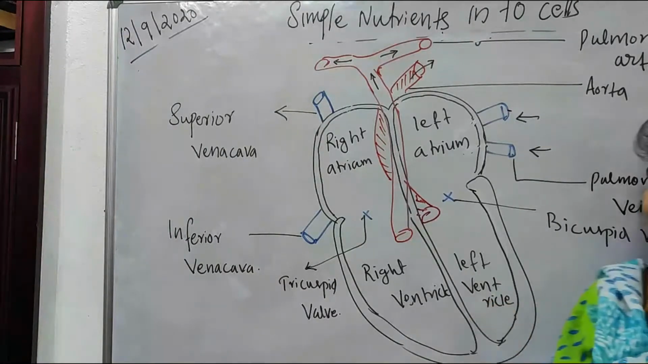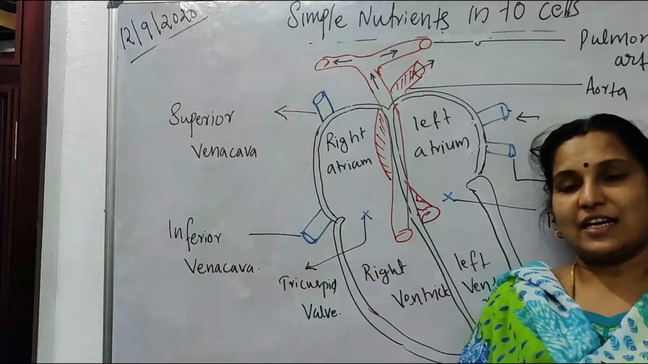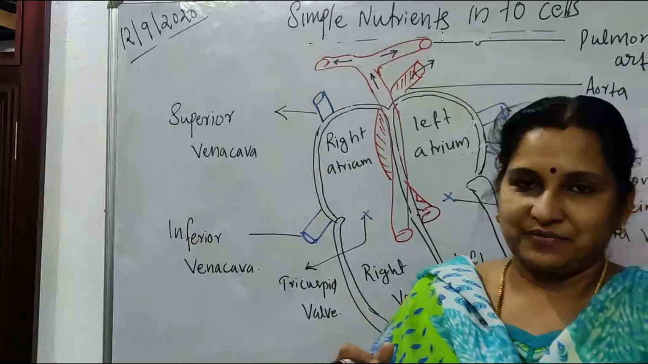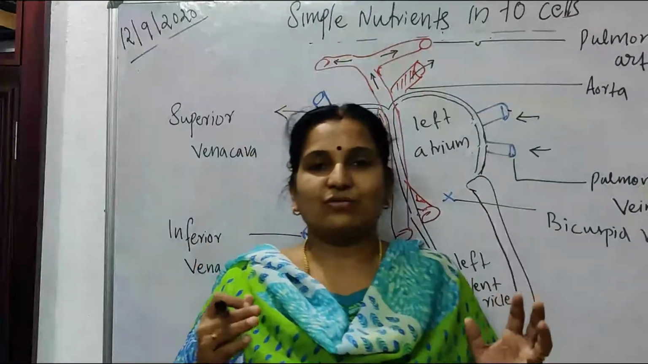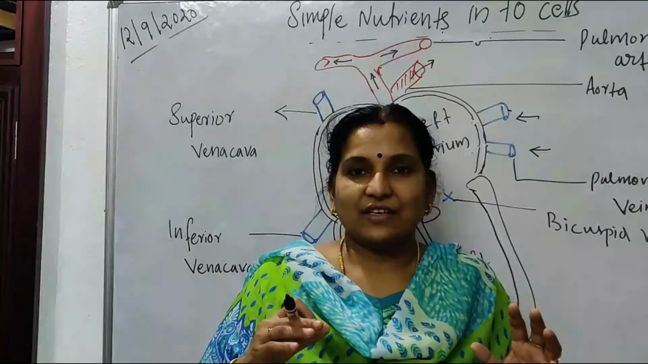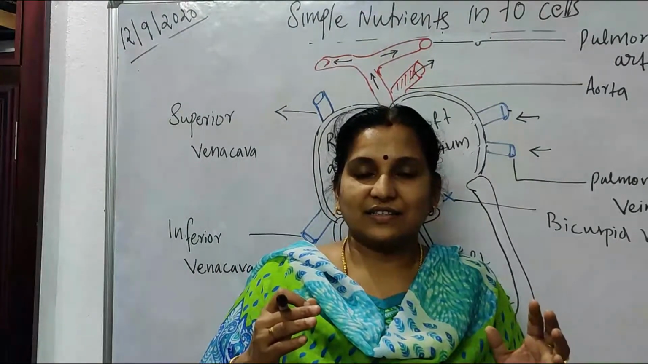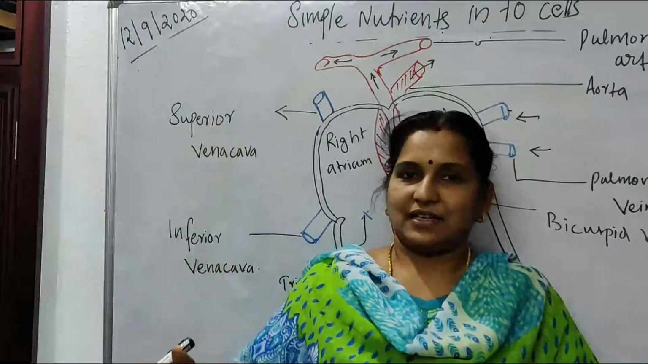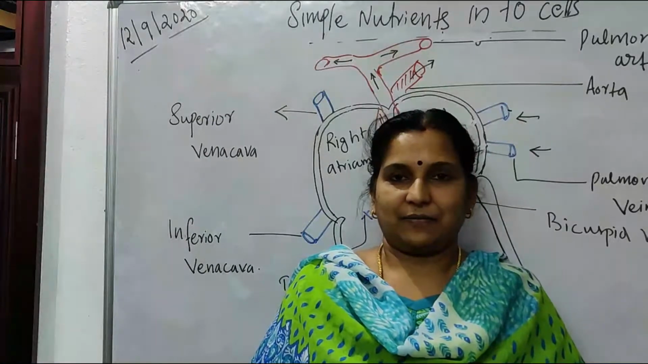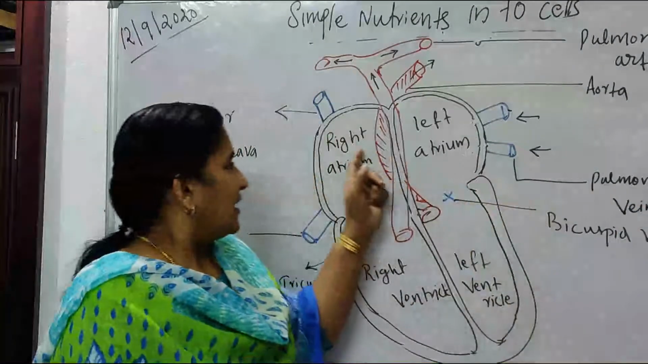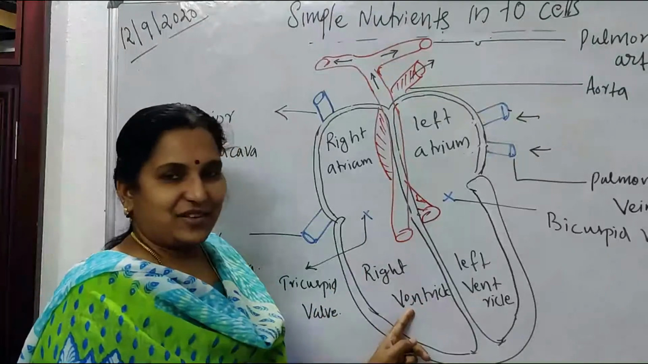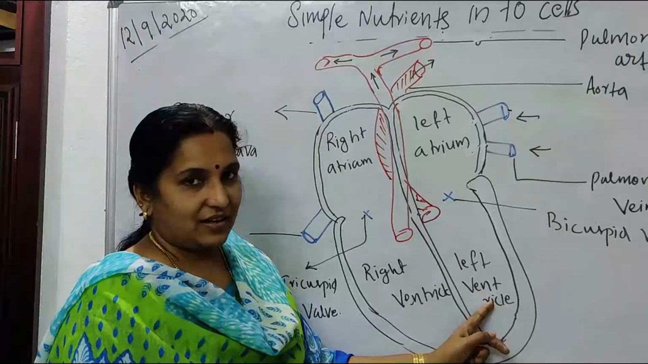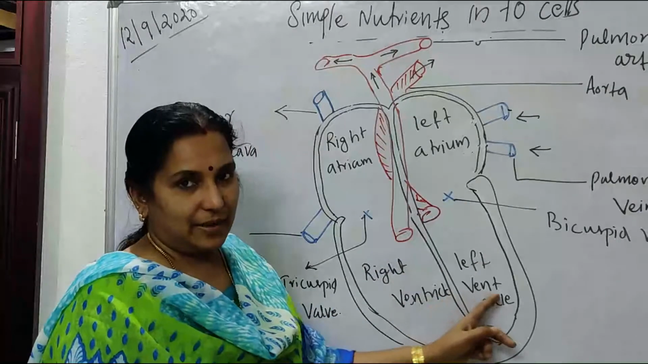It is because when we draw the diagram of internal organs, this is the correct way. This is how we have to stand when we study the structure of an internal organ. This is my right side and this is my left side. Okay. So right atrium, right ventricle. Left atrium and left ventricle. These are the four chambers.